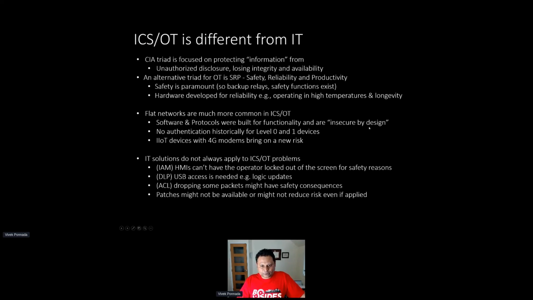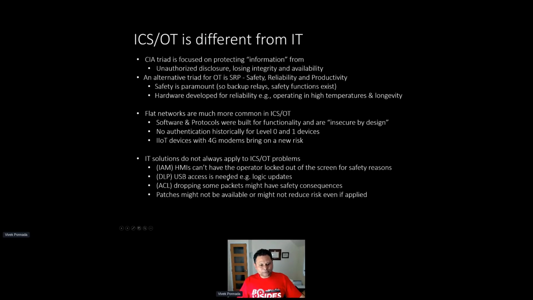So these systems are dubbed insecure by design because they were never intended to be secure in the first place. So no authentication, like I mentioned, historically for level 0 and level 1 devices. Level 1 device is what we'll talk about, PLCs. The IoT devices, like I mentioned, with new connections directly to the level 1 devices or level 0 devices, are bringing on an additional risk on top of the fact that these structural problems exist, right?